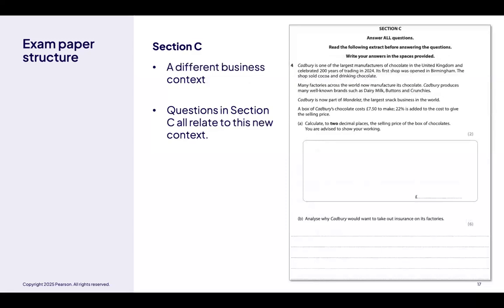Section C is a different context. So this is a different context that will be used, and this time it's Cadbury, one of the largest manufacturers of chocolate in the world, and this is section C. Look at the top of that page, and we have that different context.